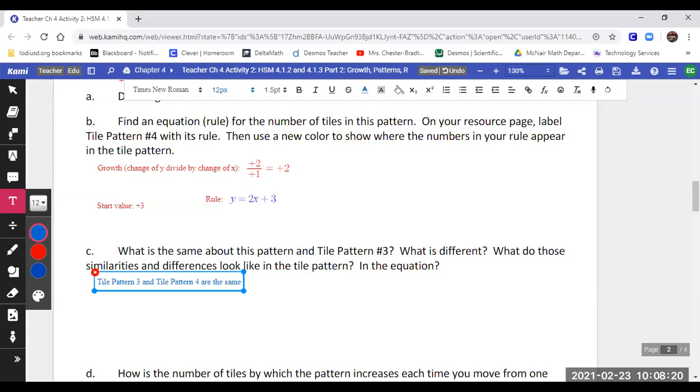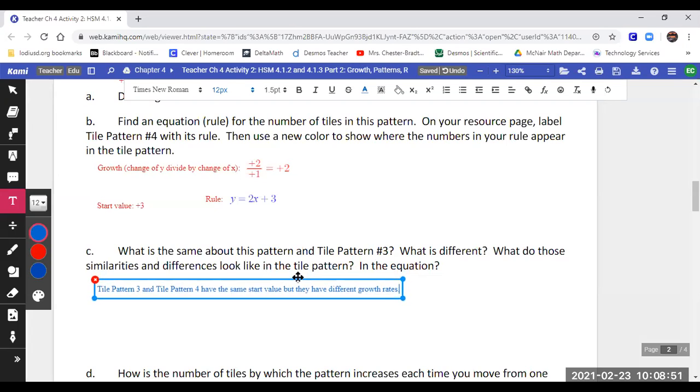Oh, the start values are the same. They have the same start value. And then what is different? They had different growth rates. Okay. So what do those differences look like in the growth, in the pattern, in the visual?